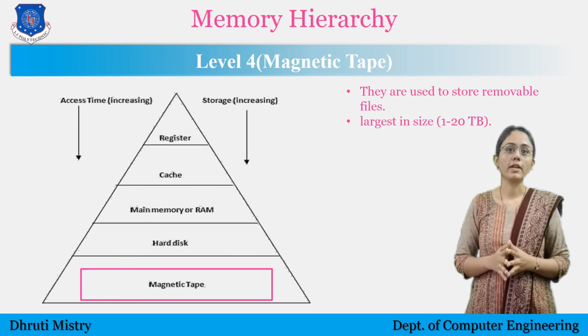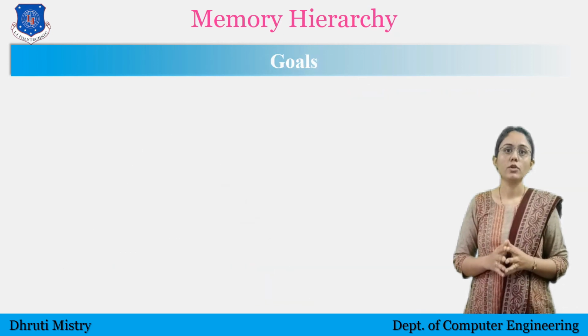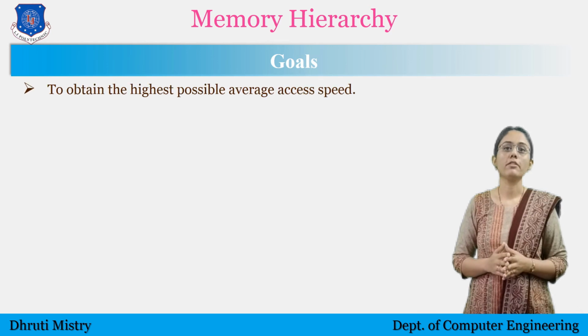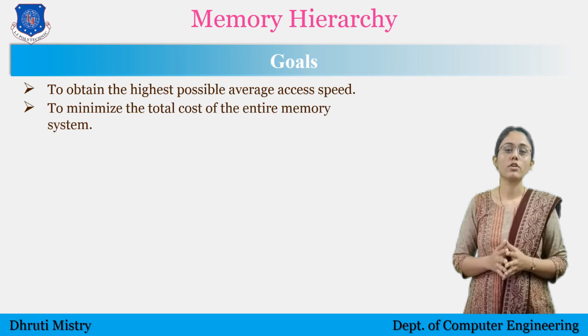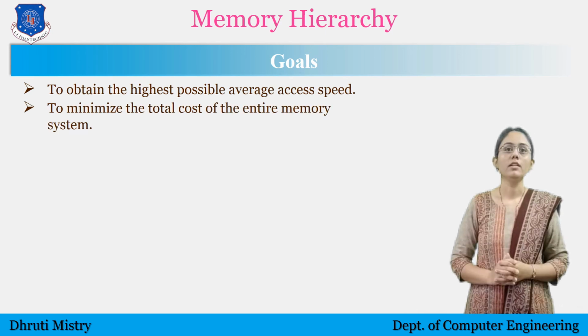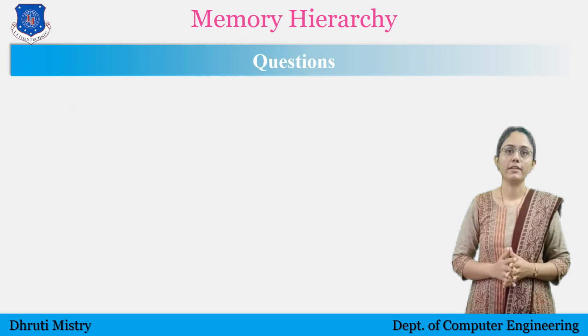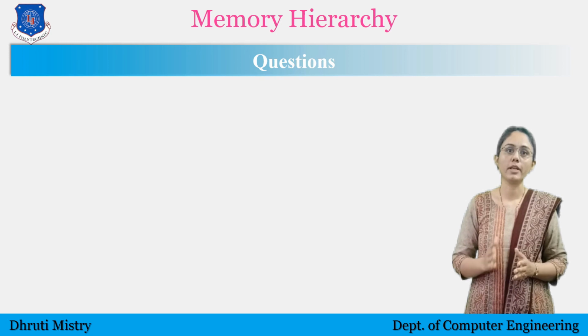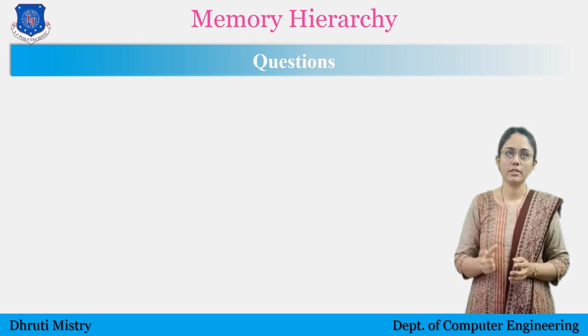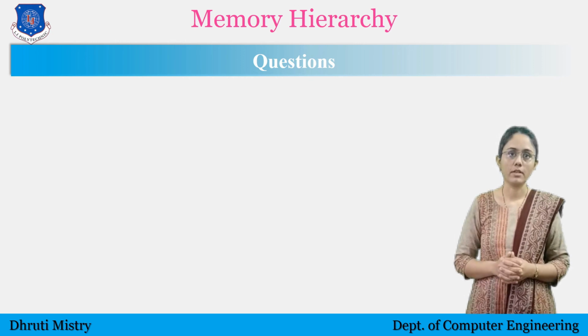The goals of memory hierarchy are, first, to obtain the highest possible average access speed and to minimize the total cost of the entire memory system in a computer system. This is all about memory hierarchy. From this information, finally, we can conclude that it is mainly used to decrease the bit cost and access frequency, and to increase the capacity and access time.